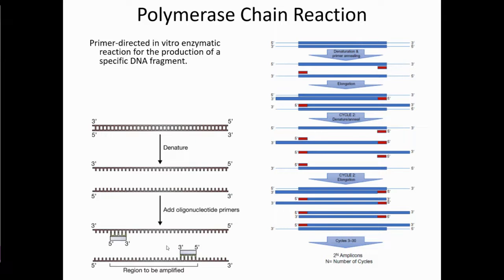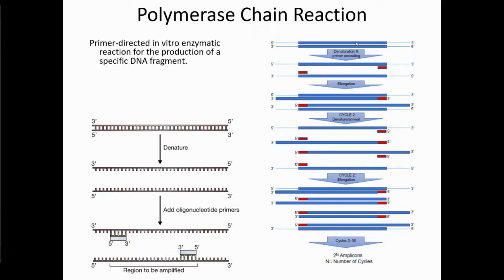It's sort of like in vitro DNA replication, a DNA synthesis reaction, and an enzymatic reaction. When we discussed replication, you know that we need a DNA polymerase to perform the DNA synthesis. So for the in vitro reaction, you again need this DNA polymerase. That's why it's an enzymatic reaction, for the production of a specific DNA fragment, because the primers define the specific region to be amplified. So that's the PCR, polymerase chain reaction.